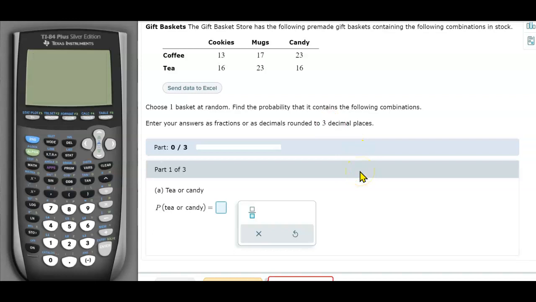So there are three parts here. The first question is you are looking for the probability of tea or candy. Please remember that your answer should be 3 decimal places or a fraction. All right, let's get to it, and let's move to the whiteboard.